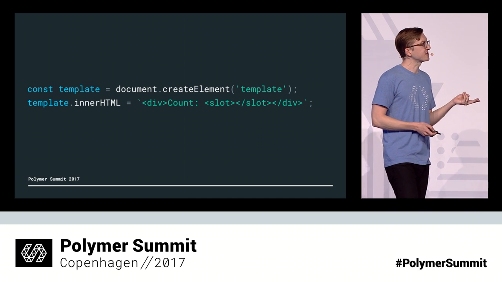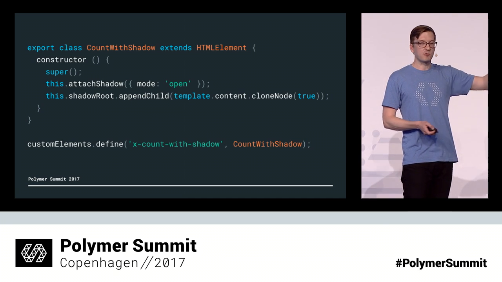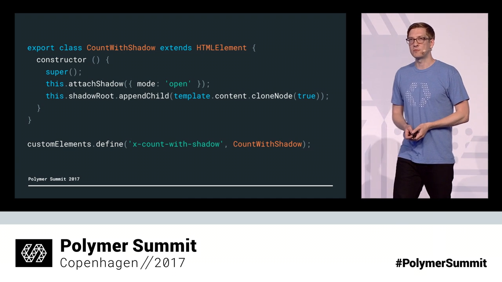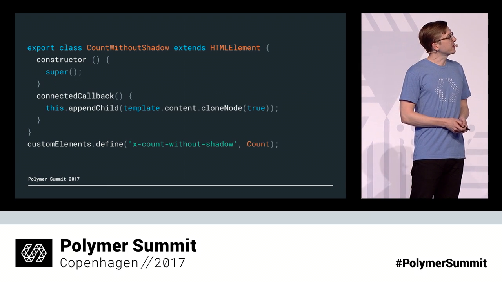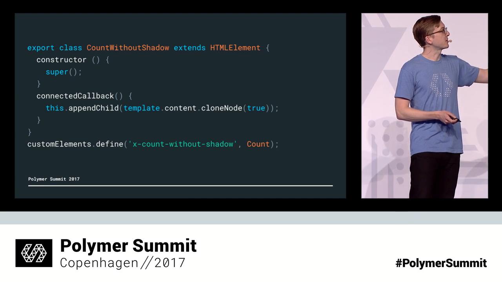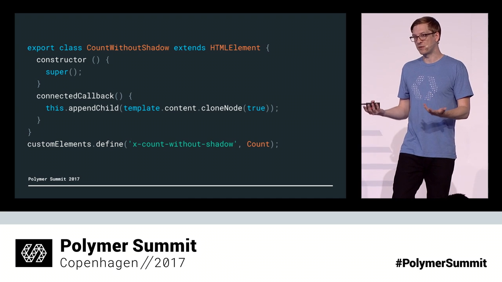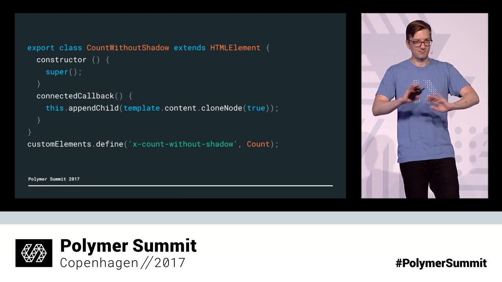I'm going to create two versions of this element. The first one is count with shadow. So here I'm creating a shadow root. I'm just appending my template content inside of the shadow root when my element is constructed. The other version that I'm going to create is going to be called count without shadow. This time, instead of using shadow DOM at all, we're just going to stamp that template content into the light DOM. Now, I'm cheating a little bit because slot elements don't work outside of shadow roots, but whatever. Go with it.